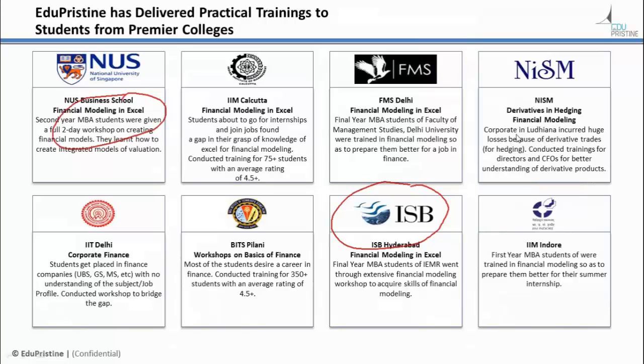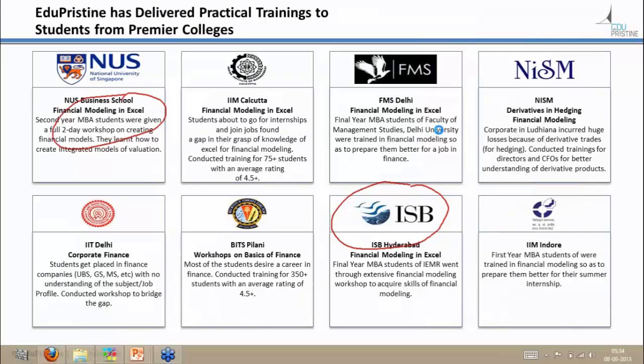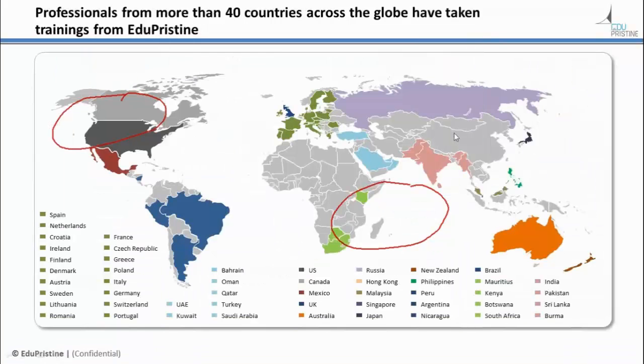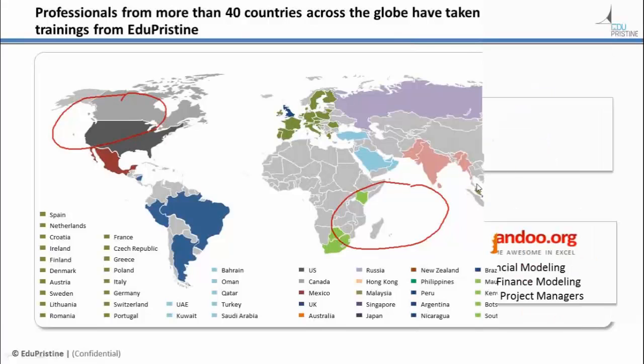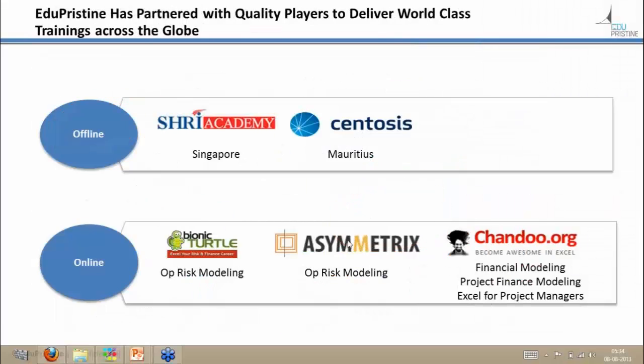We have global presence, online presence and existing classroom presence at Singapore, Middle East, USA, and India. We have partnered online with Bionic Turtle for operational risk modeling and Asymmetrics for the same operational risk modeling, and for Excel based courses with chandoo.org. We have partnered offline with SHRI, which is Singapore Human Resource Institute, and Centosys Mauritius, where we have delivered trainings on CFA, FRM, business analytics, financial modeling, and HR analytics.